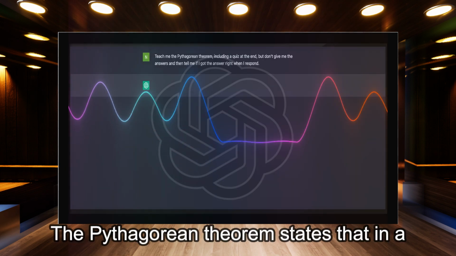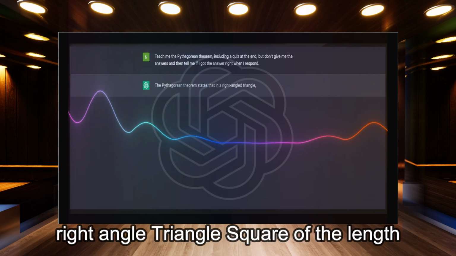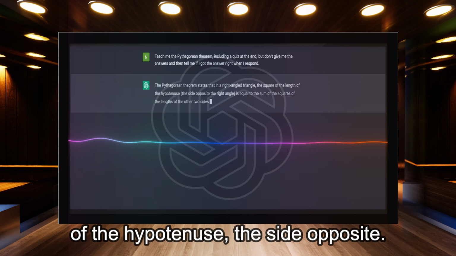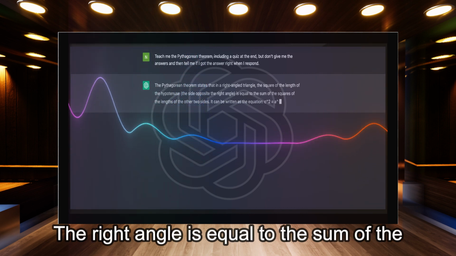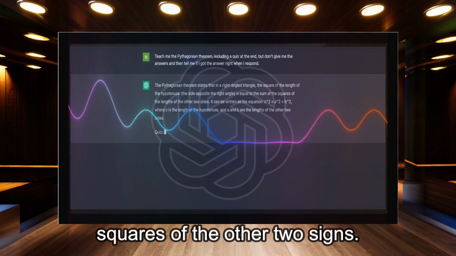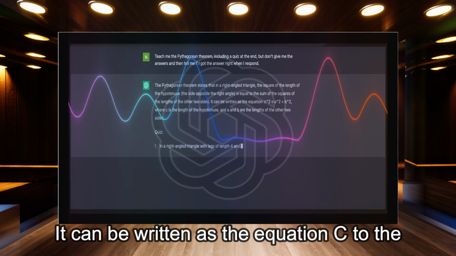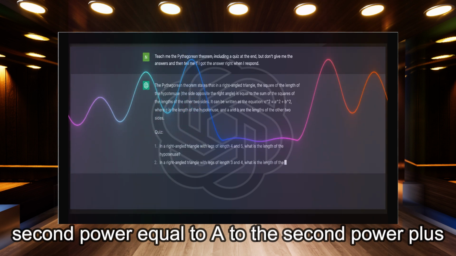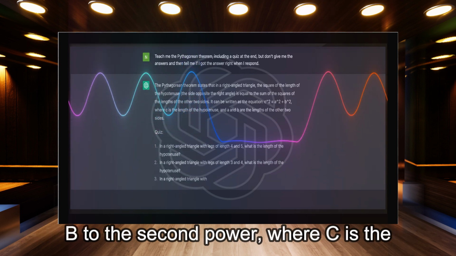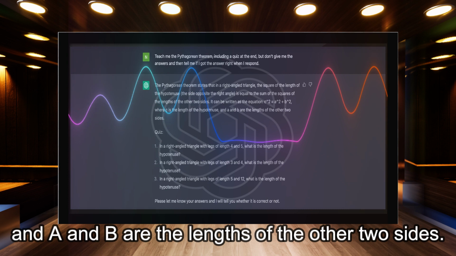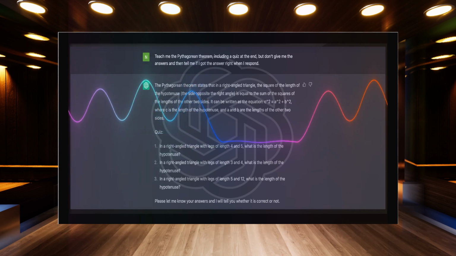The Pythagorean theorem states that in a right-angled triangle, the square of the length of the hypotenuse, the side opposite the right angle, is equal to the sum of the squares of the lengths of the other 2 sides. It can be written as the equation c² = a² + b², where c is the length of the hypotenuse and a and b are the lengths of the other 2 sides. Quiz.